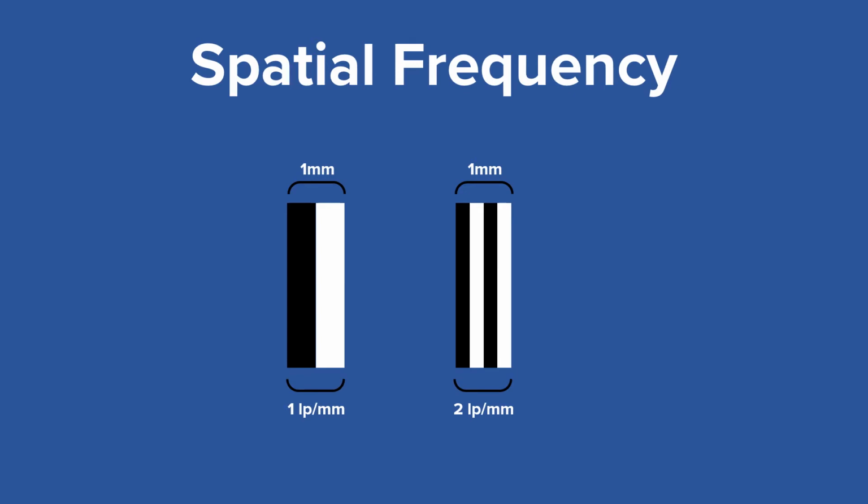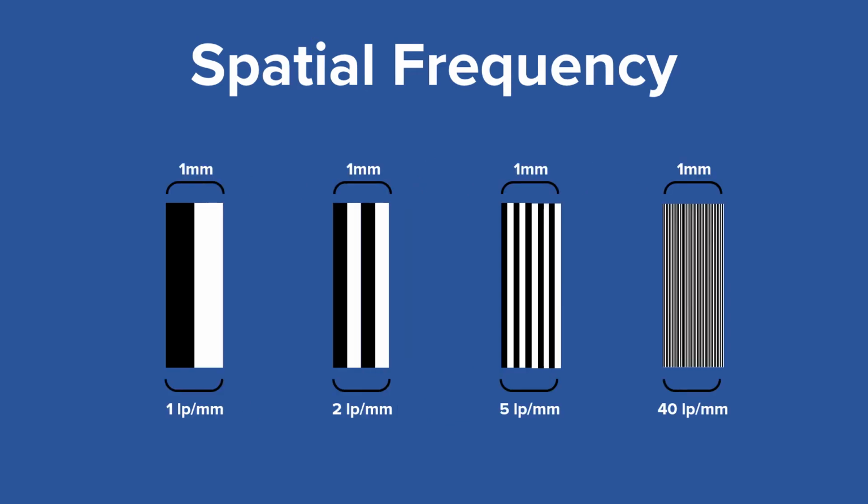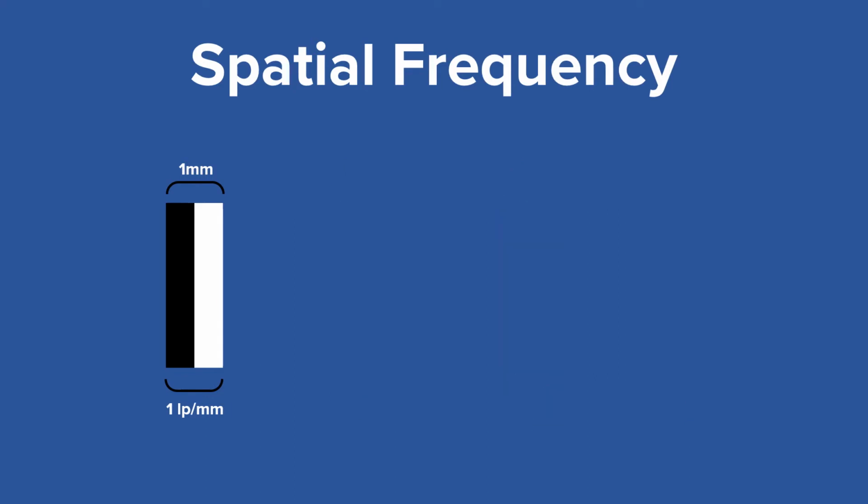The drawing on the left is one line pair per millimeter, and the drawing on the right is two line pairs per millimeter. We can keep on going, and now we have 5 line pairs per millimeter. Things are just getting out of hand. 40 line pairs per millimeter? That's ridiculous. Remember, spatial frequency is a measure of how small you can see an individual object.